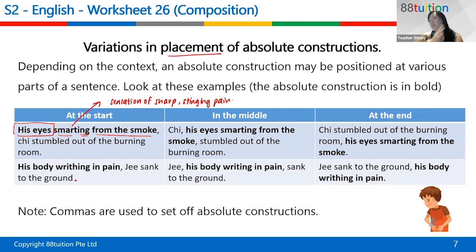Okay, his body writhing in pain. I think some of you might be wondering what the meaning of writhing is. Writhing is basically squirming movements because of pain. Sometimes you act like a worm. Maybe you are crouching a little bit and there's a bit of twisting and contortion. Squirming movement, twisting of the body due to pain. So that's squirming.